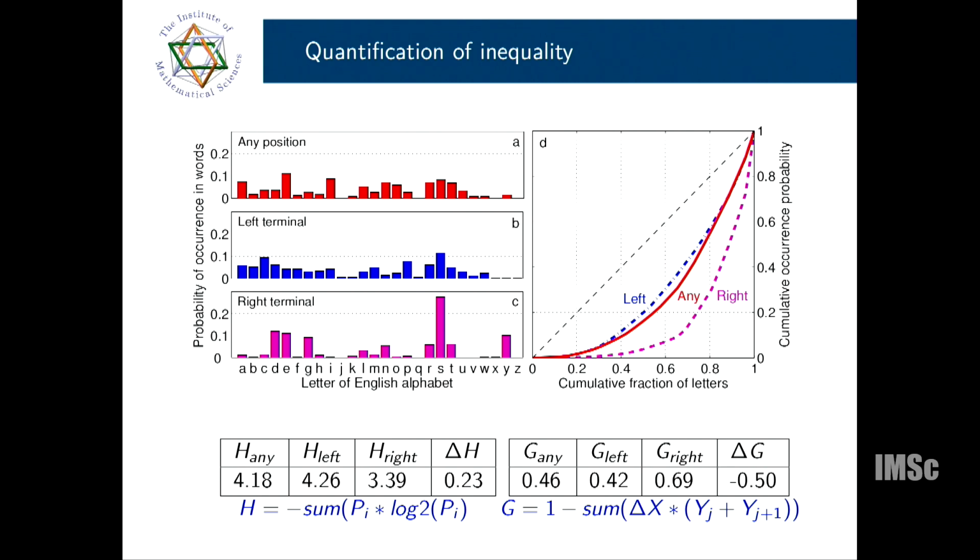So whatever language you are talking about, the start entropy is always higher and the end entropy is always lower. And in terms of the Gini index, the start Gini index is lower and the terminal Gini index is on the upper side.